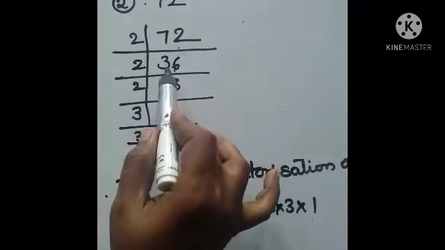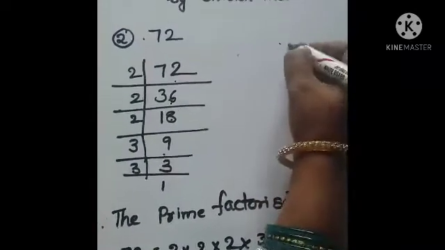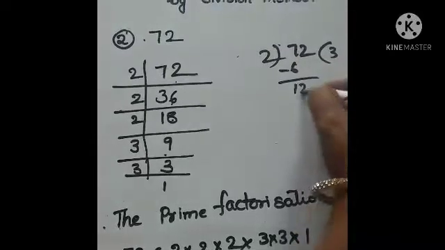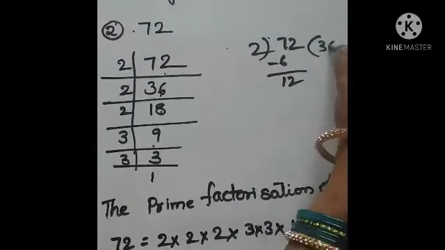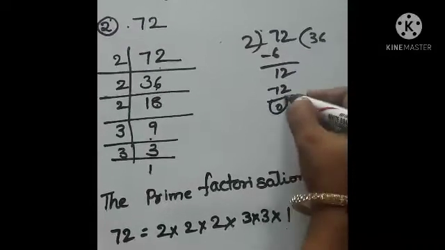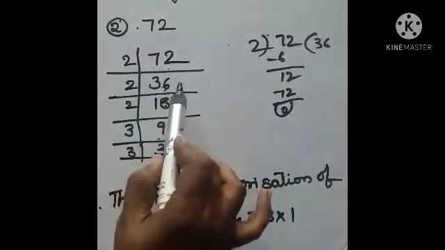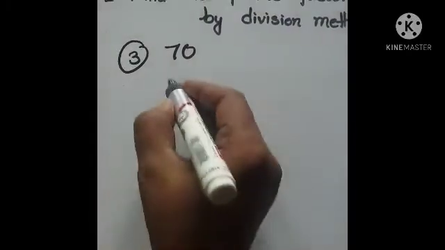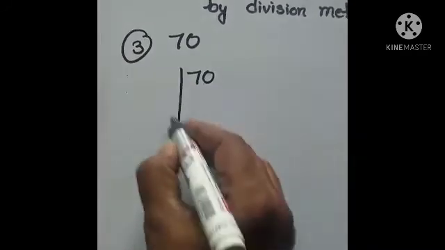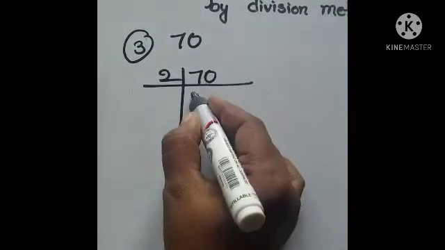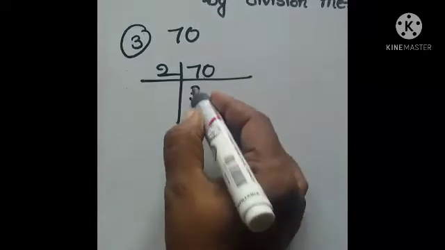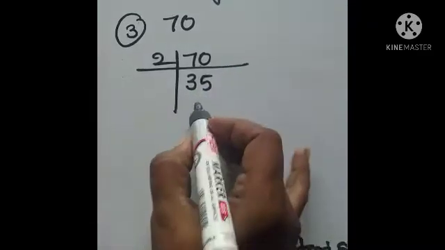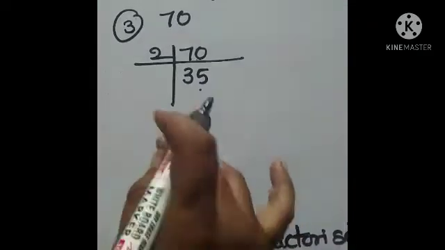If you don't know how to find out this 36, then you have to do division. 2 3s are 6, 2 6s are 12. This is also another way to find it out. Okay? Third one is 70. 2 3s are 6. 7 minus 6 is 1, 1 0, 10. 2 5s are 10. Here 5 is there, no?